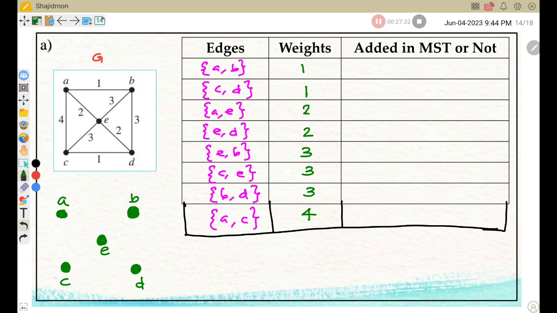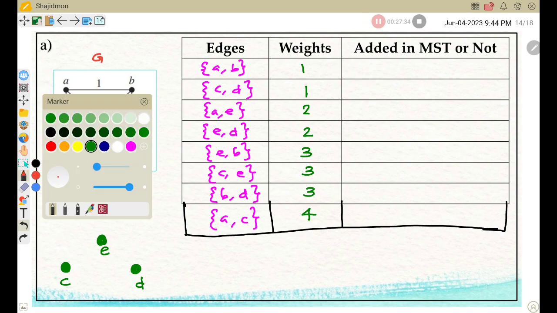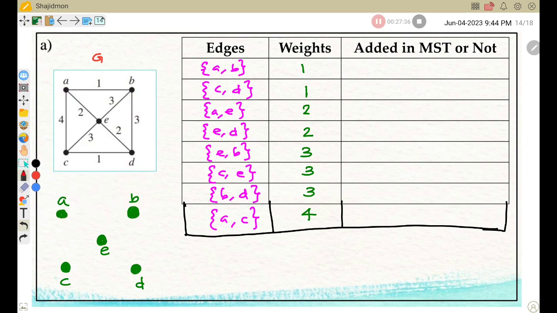Now we need to add the edges one by one by using Kruskal's algorithm. So we will check the Kruskal's algorithm. What is the minimal weight? First, 1. Added in MST or not? MST means minimum spanning tree. Yes, we can add the first one.